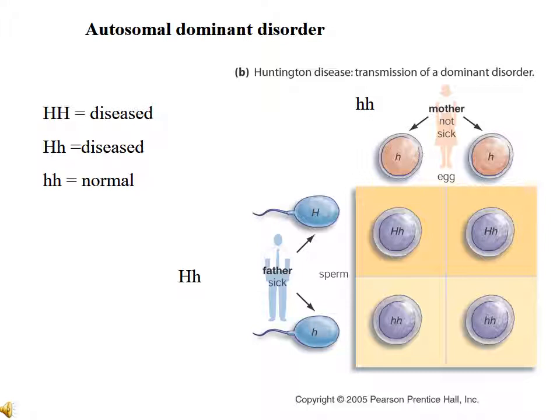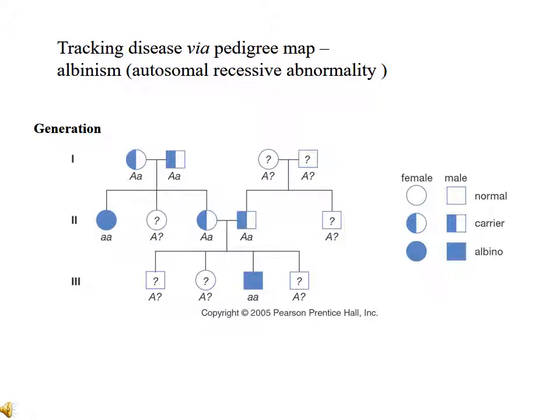Looking at a cross, you can see that the father will make 2 gametes, a big H and a little h. The mother can make 2 little h's, and the end result will give you a phenotype of 50% diseased and 50% perfectly normal. The way epidemiologists often look at disease origin and trace pedigree is through a pedigree map.